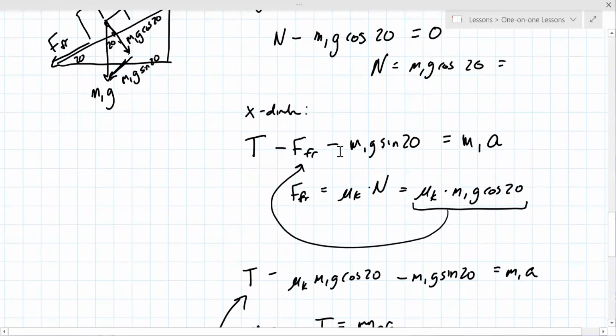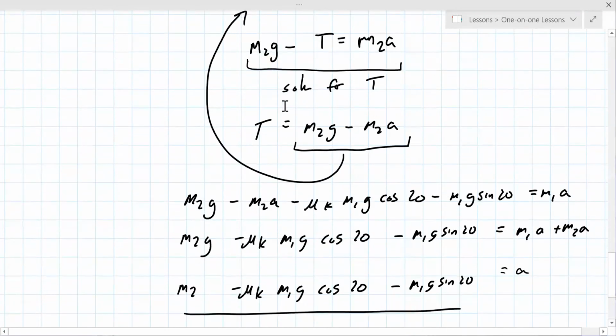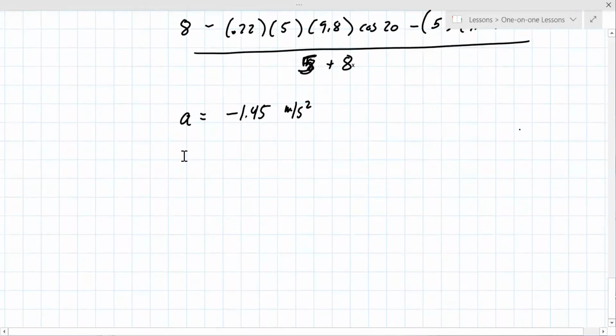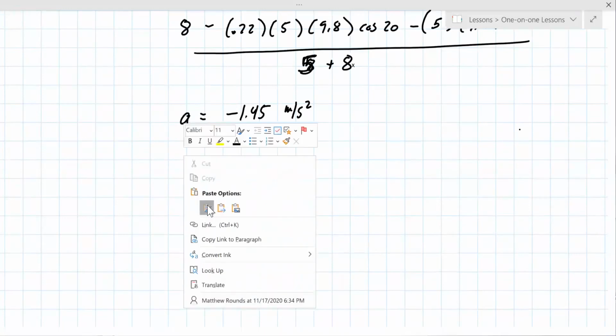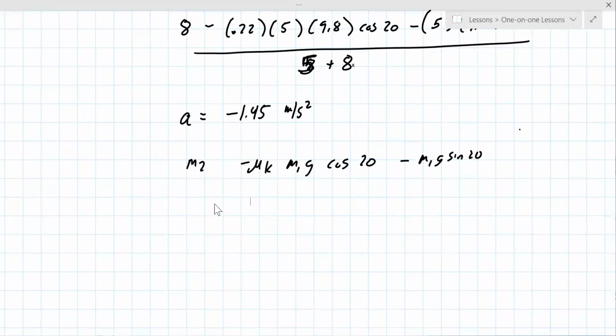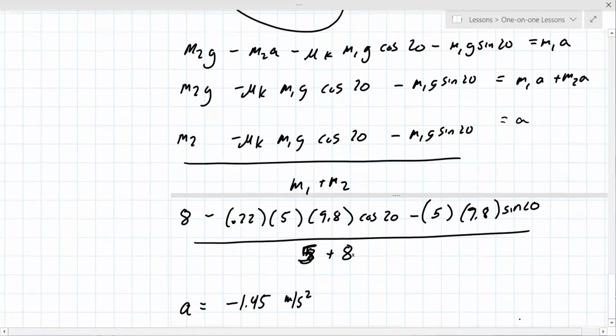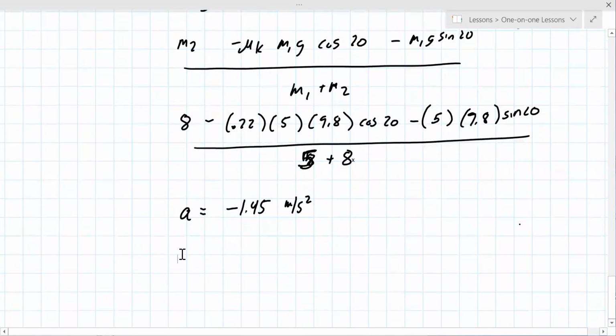And the tension is the next thing we can calculate. The tension we can grab from either of the equations. I'll grab one down here. I'm just going to put T equals M2G minus M2A.